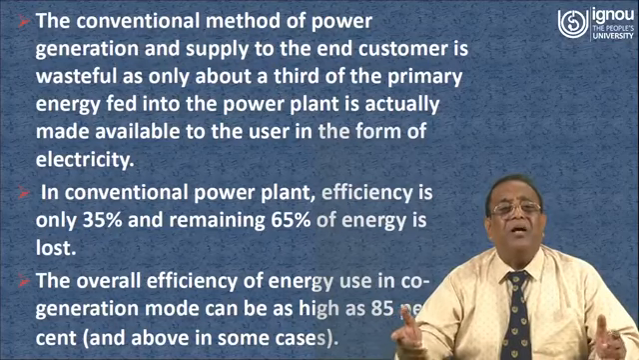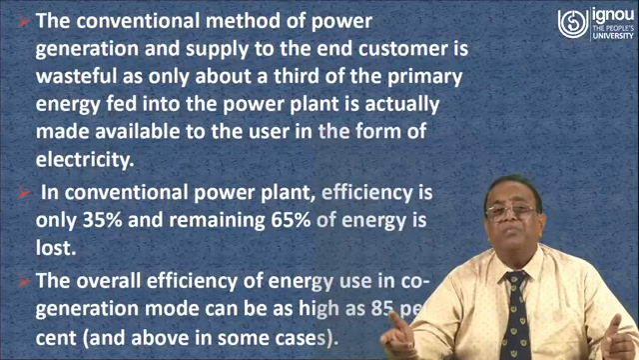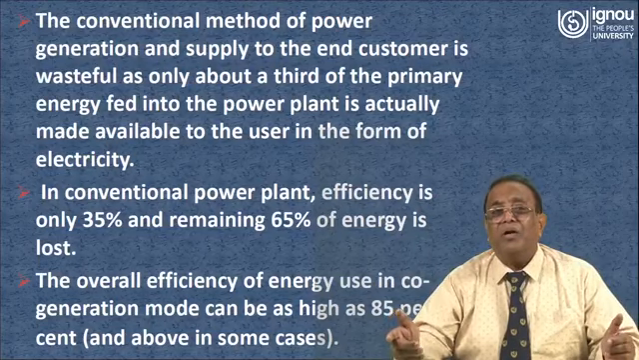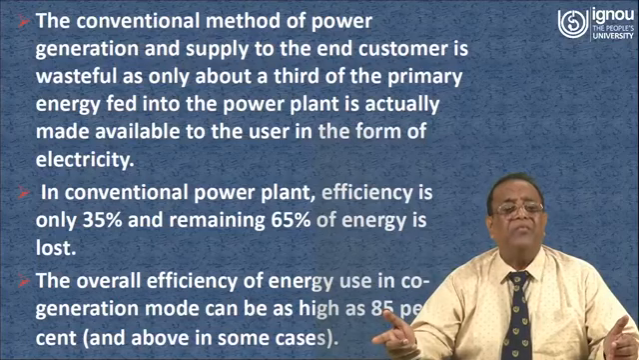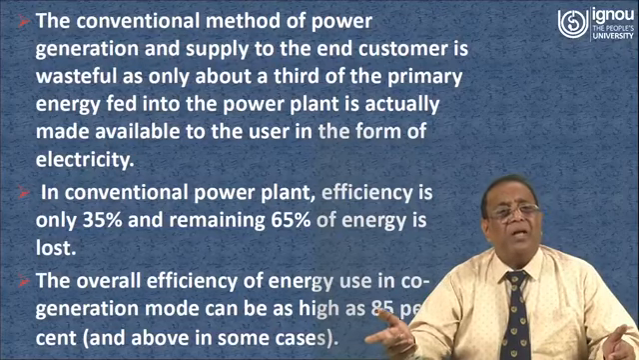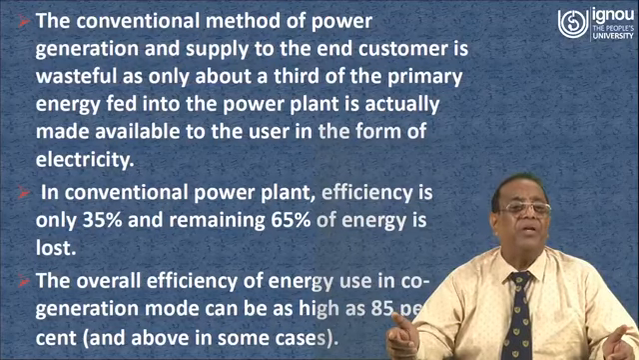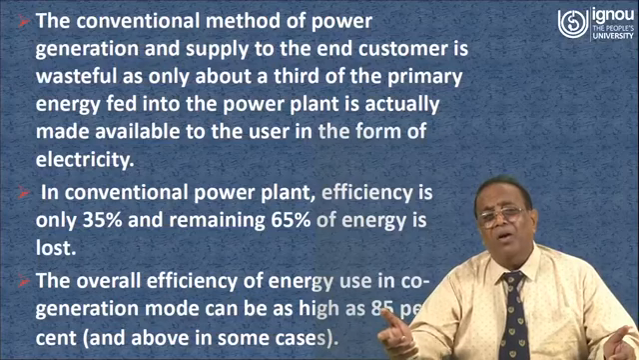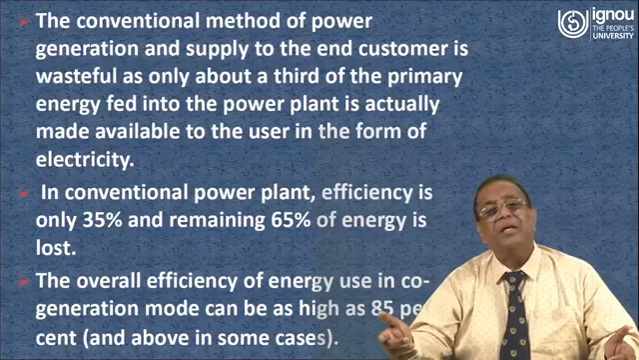Now, this is the general process where power is generated with the conventional steam power plant. Their efficiency obviously is very low, around 33 to 35%. In a conventional power plant, efficiency is only 35% and the remaining 65% of energy is lost. The overall efficiency of energy used in cogeneration mode can be as high as 85% and above in some cases.